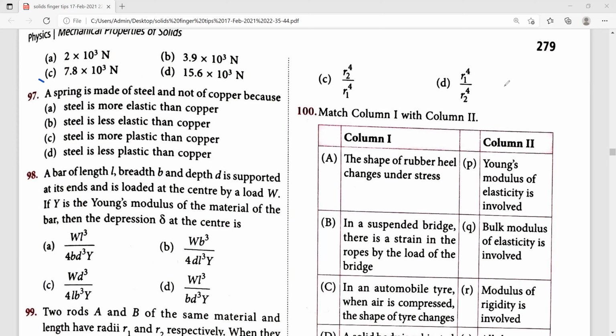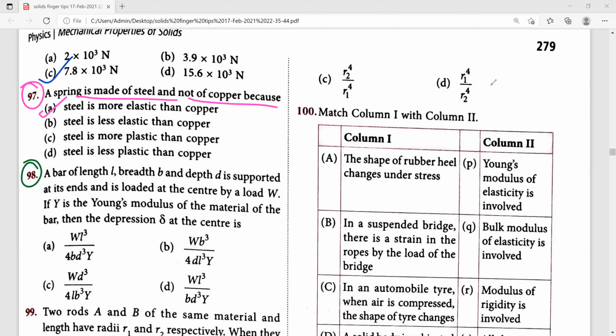Next, 97th one. A spring is made of steel and not of copper. They have given four options. Steel is more elastic than copper. Due to this reason, springs are made up of steel, not copper. Therefore, 8th one is the right answer.